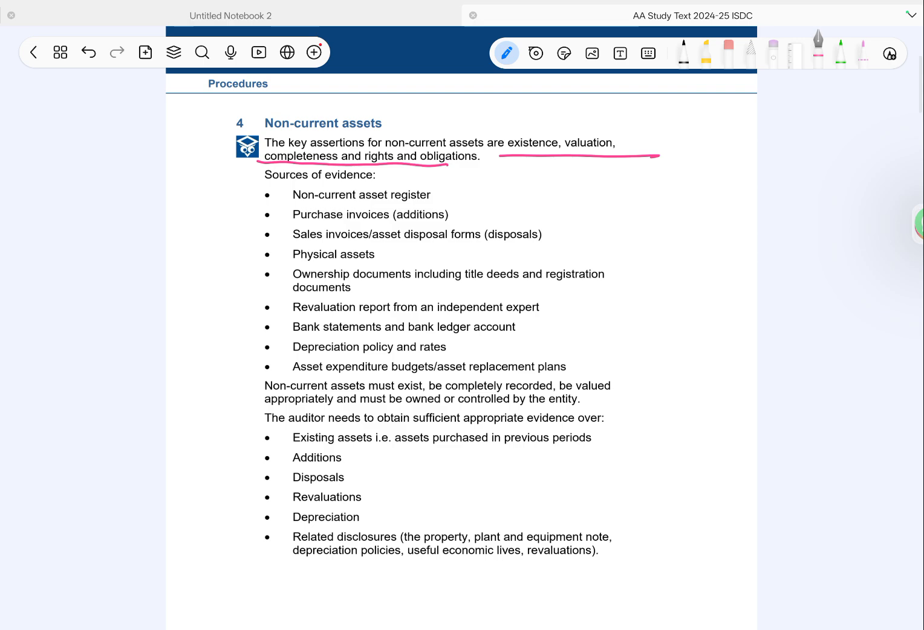Additions can be checked using purchase invoices and supporting bank payments, while disposals are verified through sales invoices or disposal records. Revaluation should be supported by reports from independent experts, and depreciation must be reviewed based on the company's policies and useful life assumptions. Finally, the auditor must also review related disclosures in the financial statements, including asset notes, depreciation methods, and revaluation details to ensure they are complete and accurate.